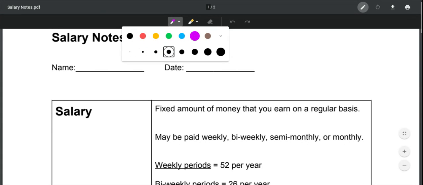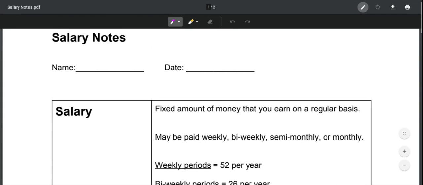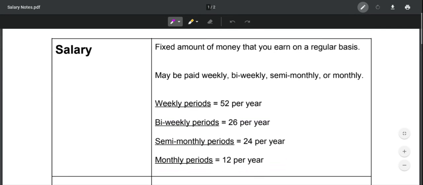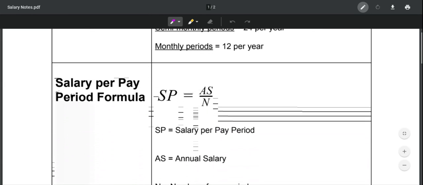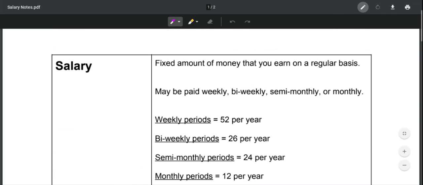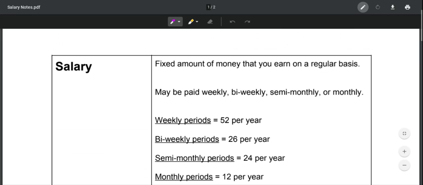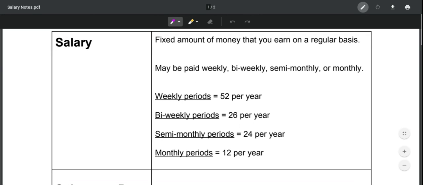All right, today we're just going to talk about salary and the calculations of doing salary. So let's go ahead and get into it. Salary is just a fixed amount you're paid on a regular basis. Usually it's your salary per year, but you can calculate it weekly, bi-weekly, semi-monthly, monthly.